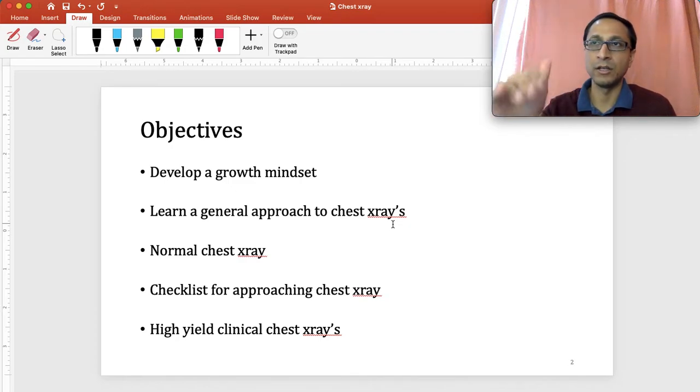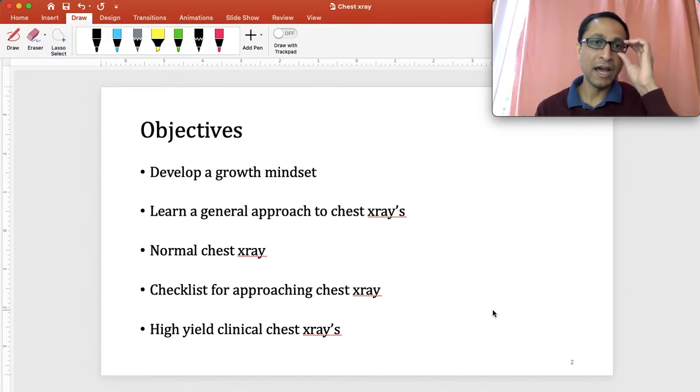Once again, mnemonics are super important and super helpful in remembering all the different things that we can look for potentially in a chest x-ray. And finally, we'll end with high-yield clinical chest x-rays for the boards.